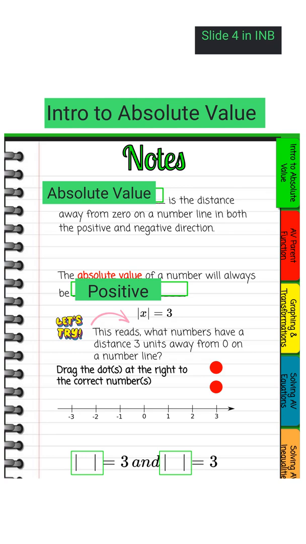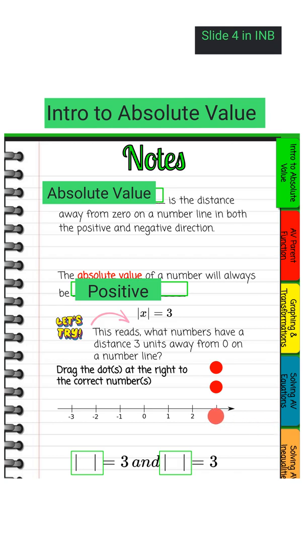Now you're going to see it look like this, where you have those bars. What this is saying is the absolute value of x equals 3. So when we're reading this, we need to ask ourselves, what numbers have a distance that are 3 units away from 0 on a number line? So we're going to look at this number line right here. It says drag the dots at the right. That's on your interactive notebook, but I have these dots over here. So think about the numbers that are actually 3 units away from 0.